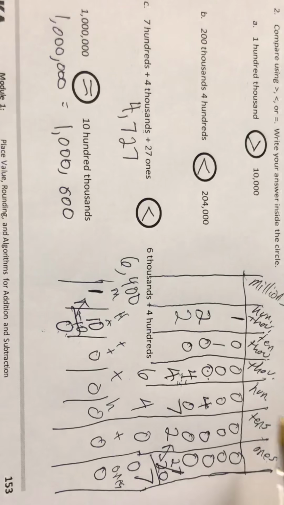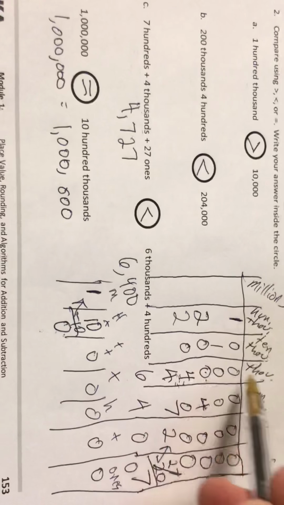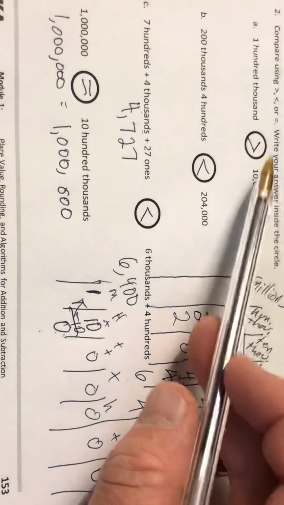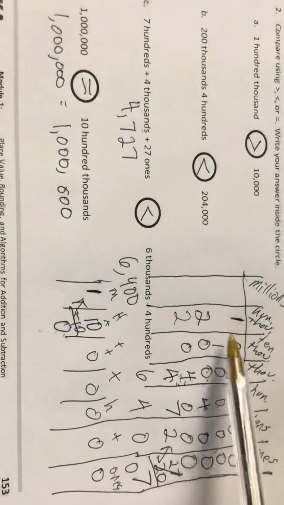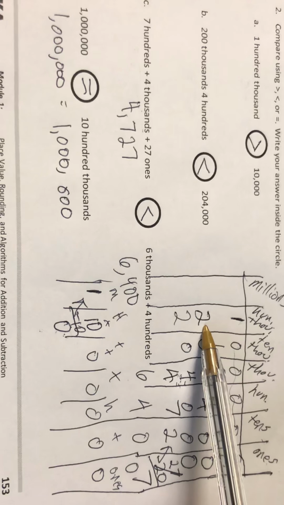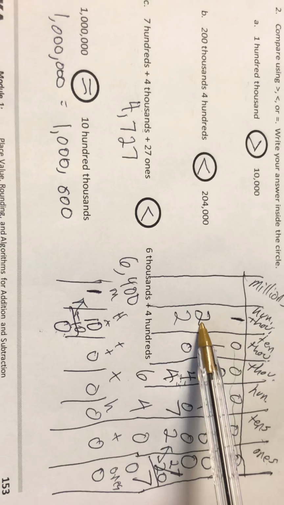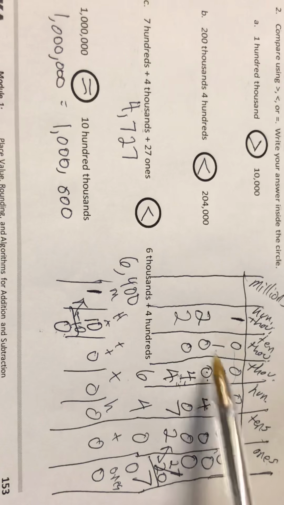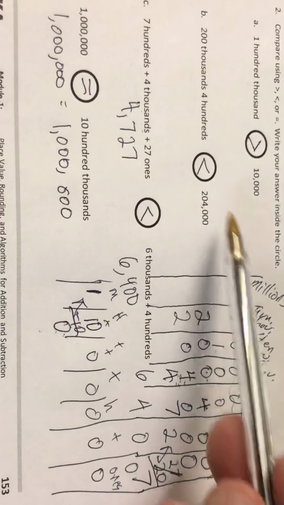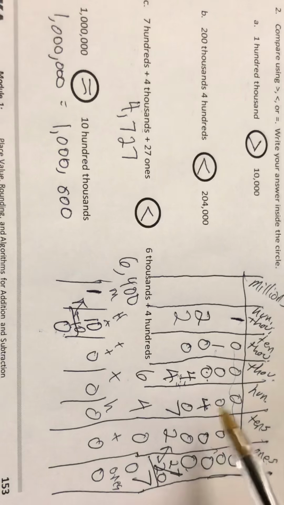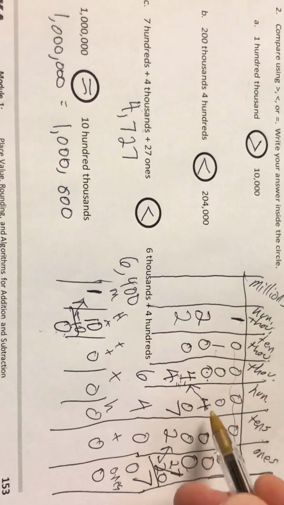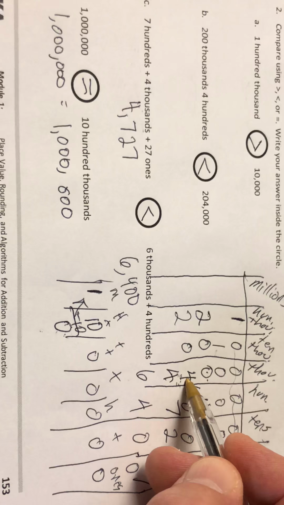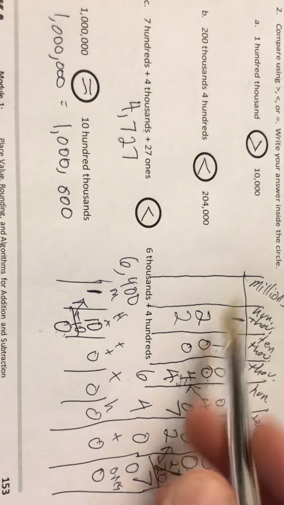So the first one is 100,000. So you put a 1 in the 100,000. Everything else is zeros. And then 10,000, you plug that in. Obviously, 100,000 is more, right? Then you have 200,000. So you have 2 here in the 100,000 and then you have 4 in the hundreds. And everything missing here is zeros. Then you plug in 204,000, and you see that this 4 in the hundreds is actually 10 times bigger than the other number. So the 204,000 is actually bigger or greater than.